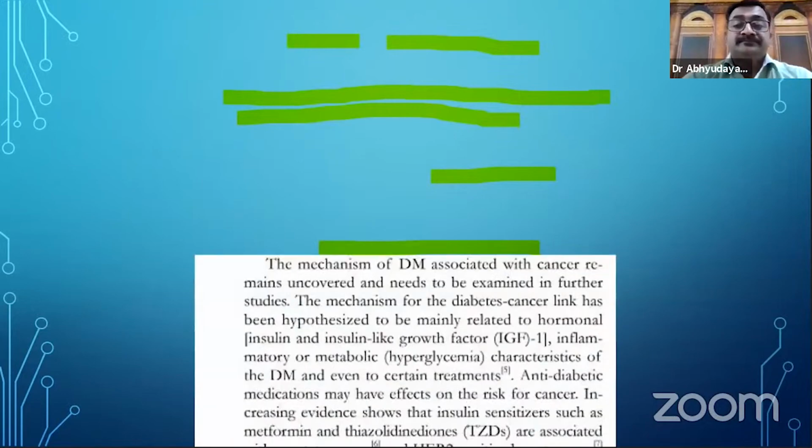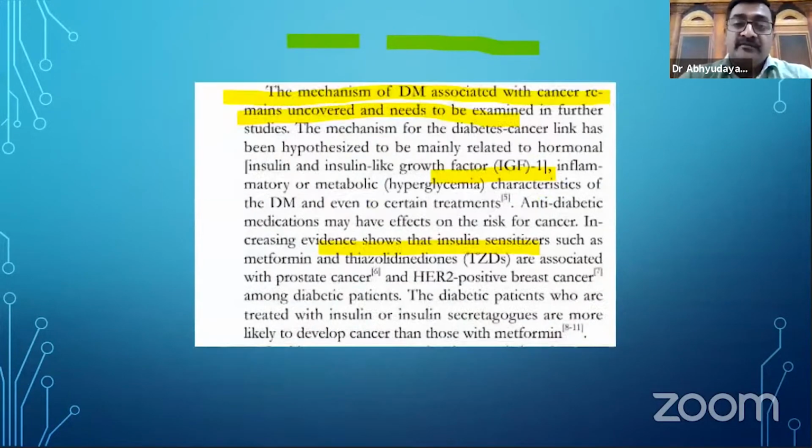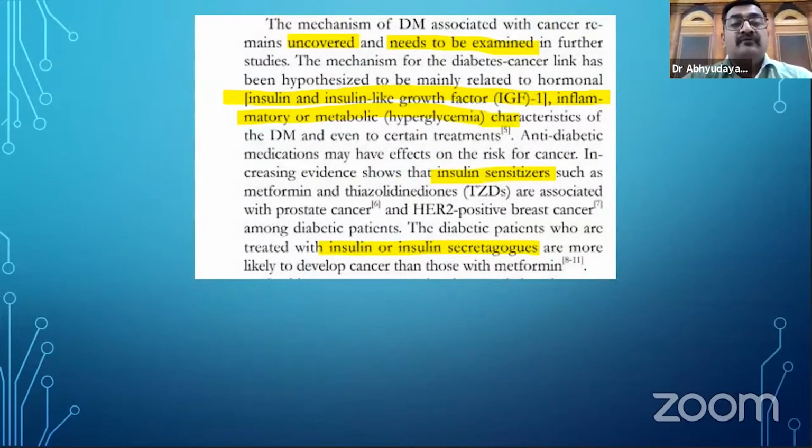So this is my last slide. Still, as Sethia sir has pointed out in the beginning, the mechanism of the diabetes and cancer link is just being hypothesized. We really don't know whether diabetes increases the risk of cancer, or maybe cancer is the earliest sign of getting diabetes in individuals. So this is a basic problem of chicken and egg, or which came first. But a few mechanisms have been hypothesized, like insulin and IGF-1, inflammation and hyperglycemia, which may promote the progress of cancer cells.